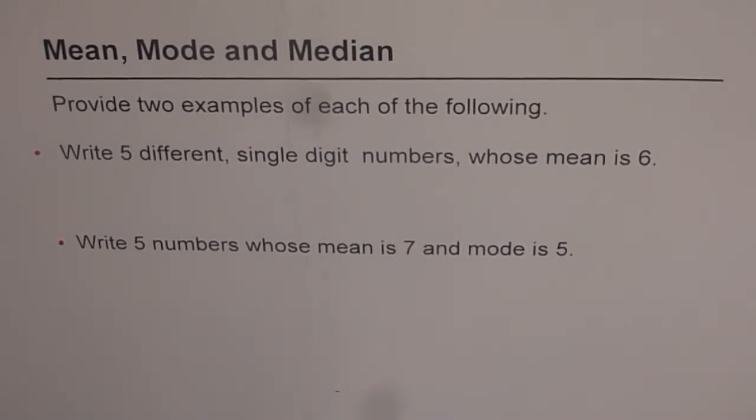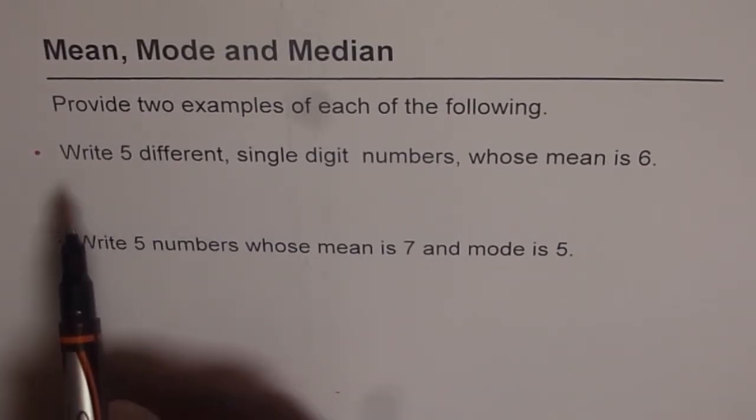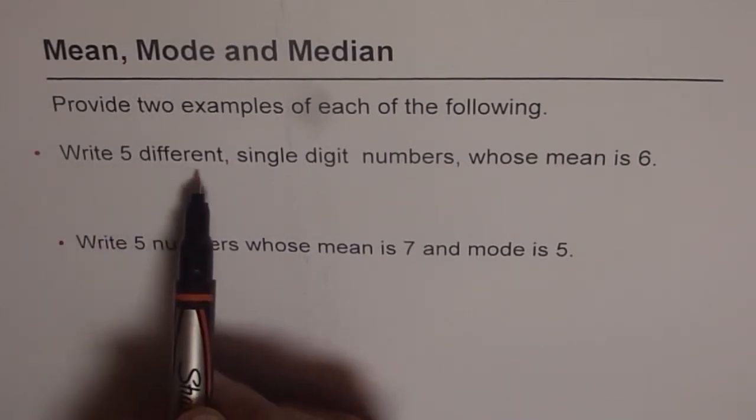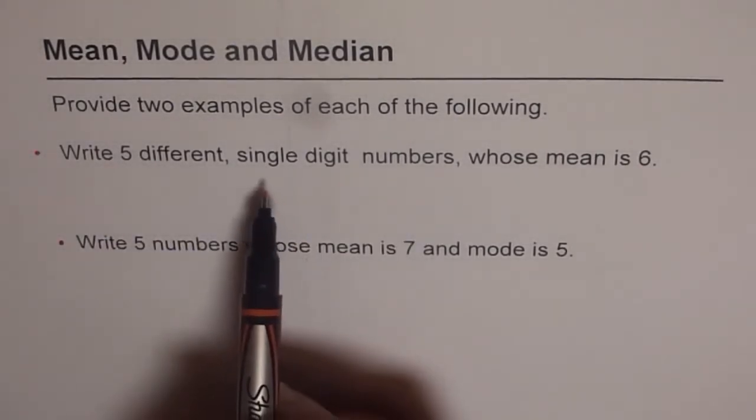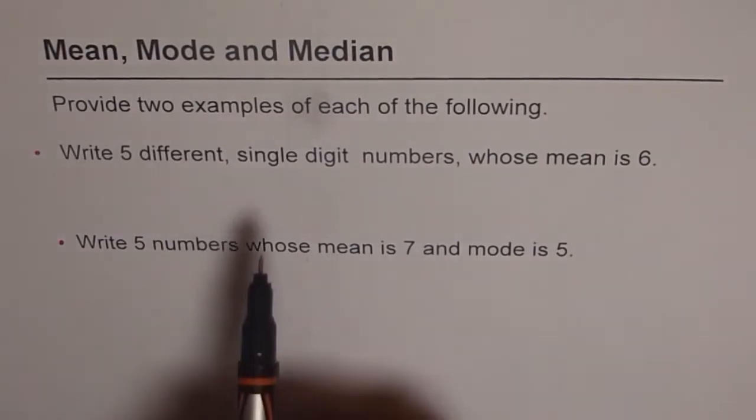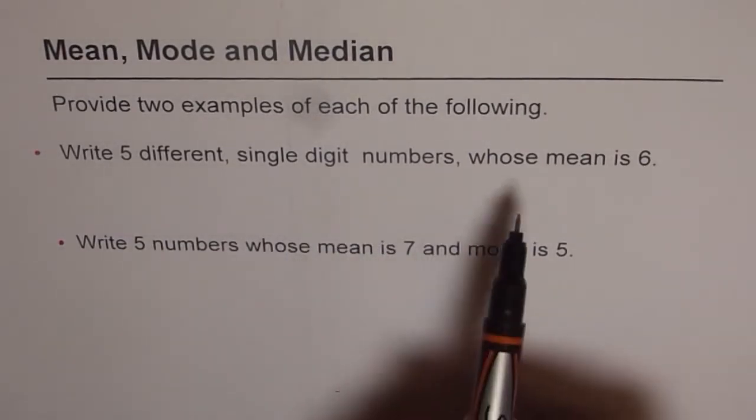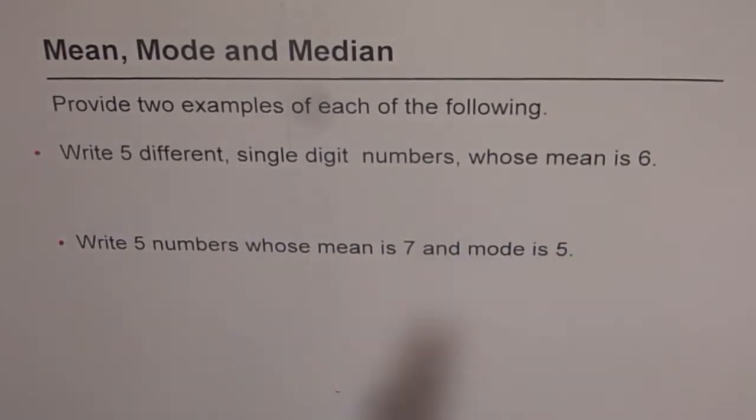So in the test, you have to read the question very carefully, take your time to understand, and then write down your answers. Never be in a rush to answer. That is very important, right? Think as if this is the most important test of your life, and then do your best. Let's go through the question once again. It says, write 5 different single-digit numbers. When they say single-digit numbers, that means numbers from 1 to 9, whose mean is 6, correct?